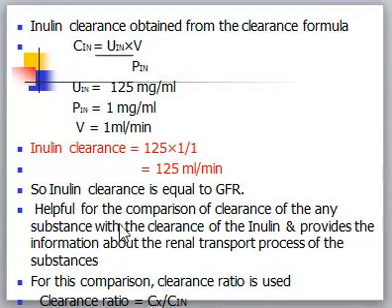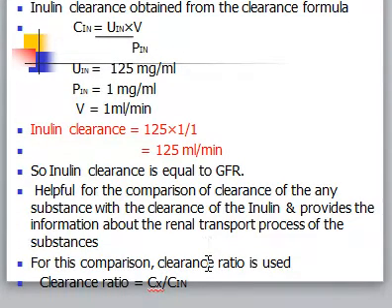It is helpful for comparison: the clearance of any substance compared with the clearance of inulin provides information about the renal transport process of that substance. For this comparison, the clearance ratio is used. The clearance ratio is equal to Cx divided by C inulin, which means the concentration of inulin.